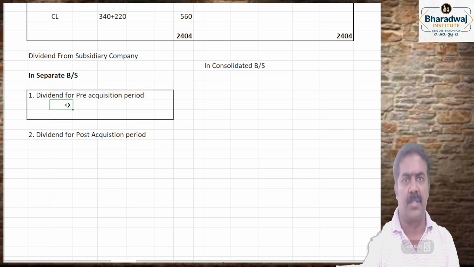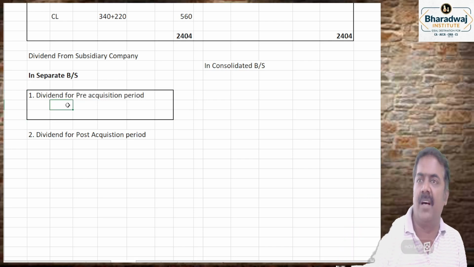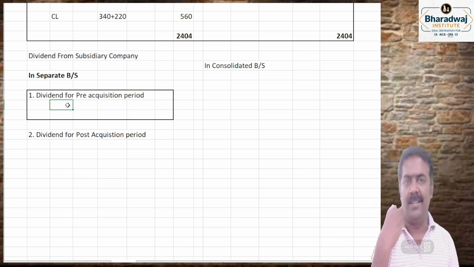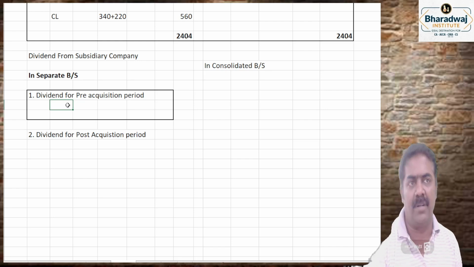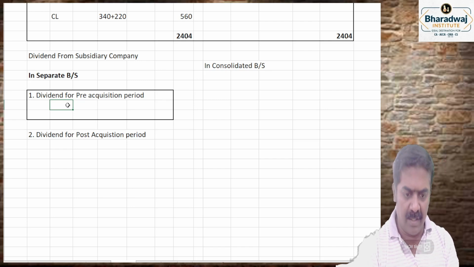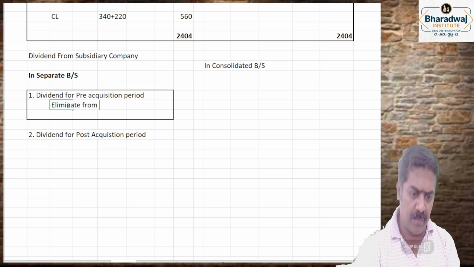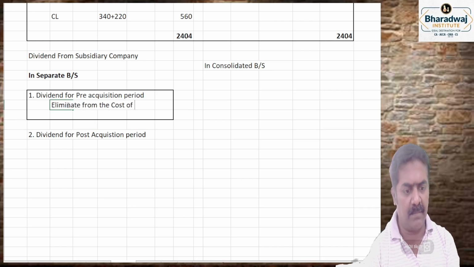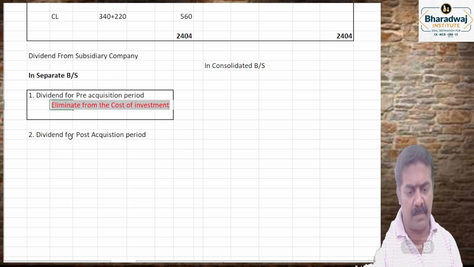I acquire shares today. Dividend is declared for a period before this. This amount of investment includes which one? The amount paid for dividend also. So simple. Eliminate it from the cost of investment.